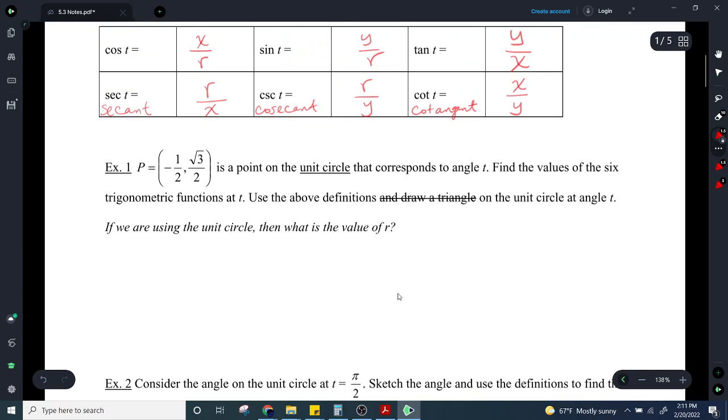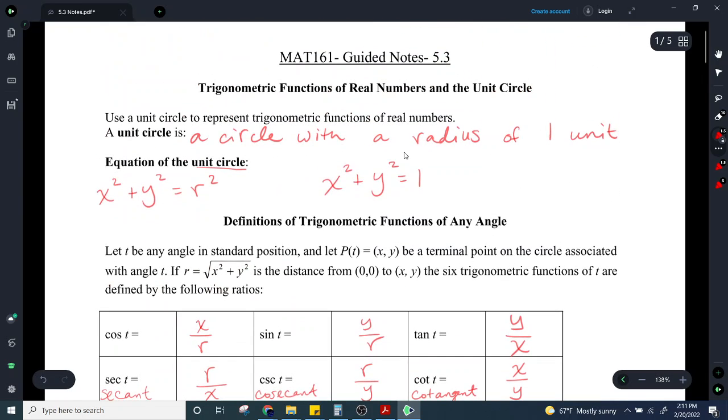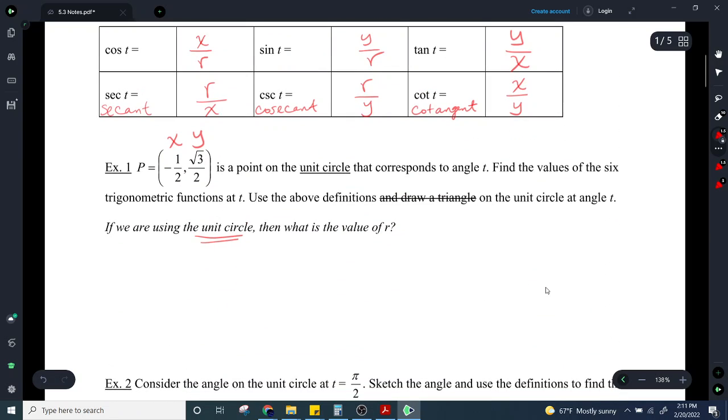If we are using a unit circle, so here's the idea. This is x, and this is y. What is the r value if we're using a unit circle? Remember, when you talk about a unit circle, r is going to be 1 because the radius is 1 unit. So the r value we're going to work with is 1, okay? So let's put this together.